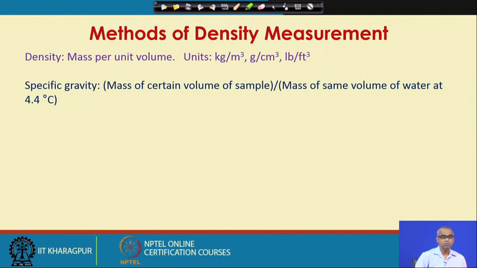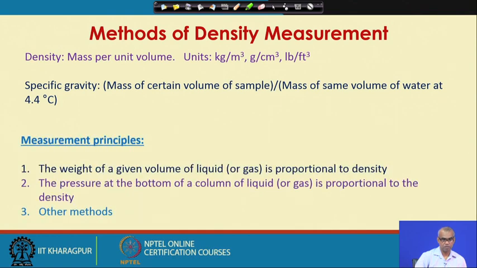There is another term closely associated with density known as specific gravity, which is mass of certain volume of sample divided by mass of same volume of water at 4.4 degrees Celsius. The measurement principles for density may be the weight of a given volume of liquid or gas is proportional to density.